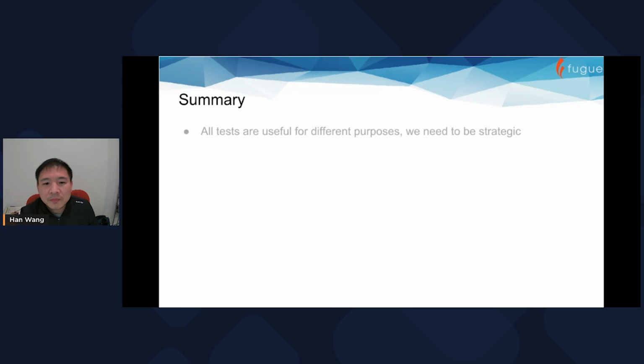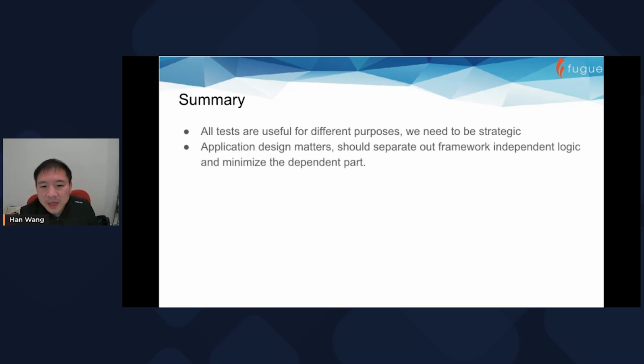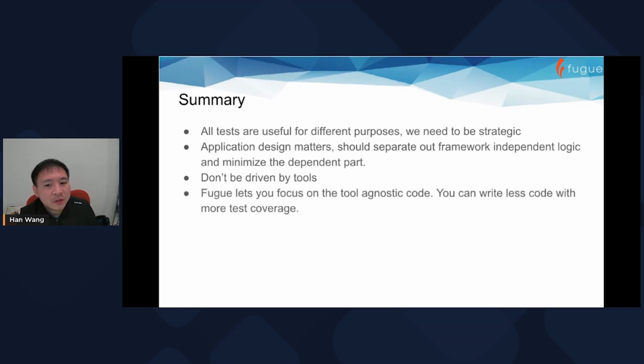So to sum up, all types of tests are useful. They are for different purposes. We need to use them strategically. And application design really matters. You should try to separate out framework independent logic and minimize the dependent part. You should not be driven by your tools. Tools work for you, but you do not work for your tools. And Fugue lets you focus on the tool agnostic code. You can write less code, but with more test coverage.